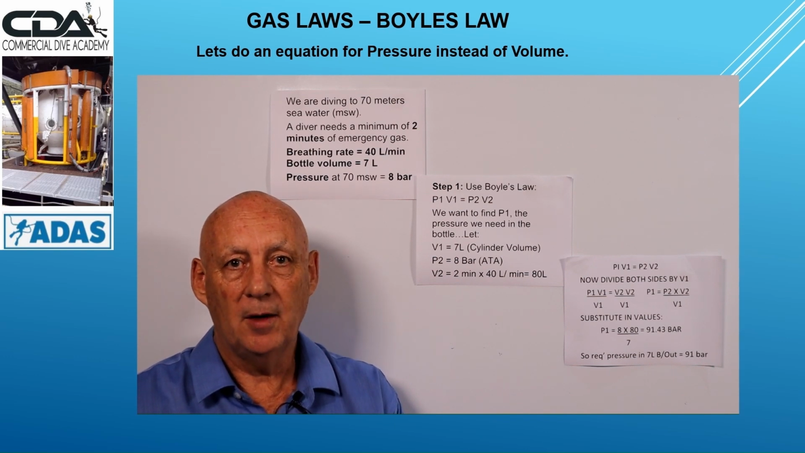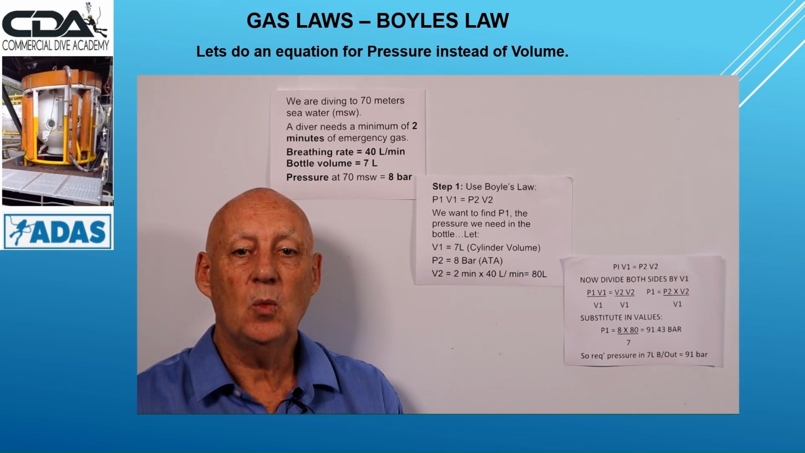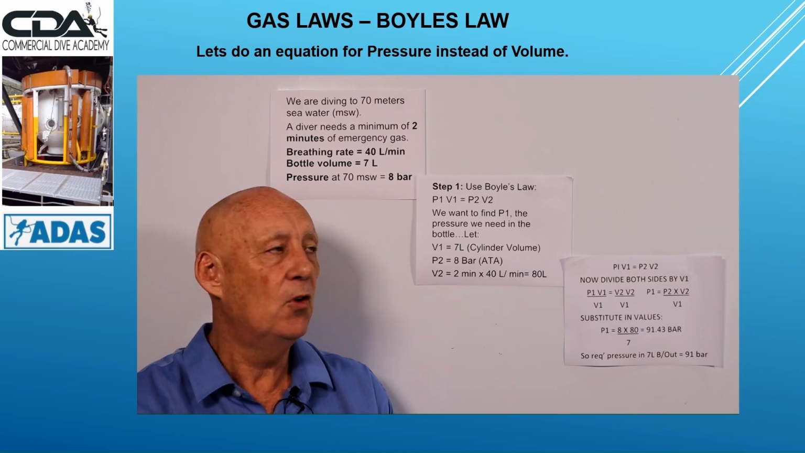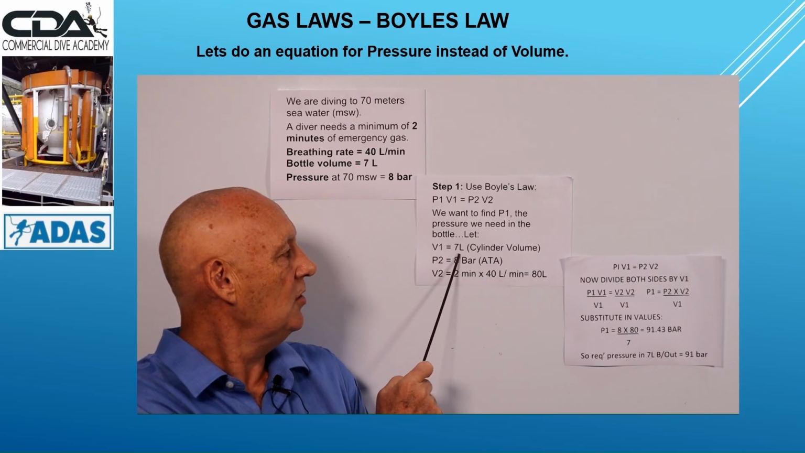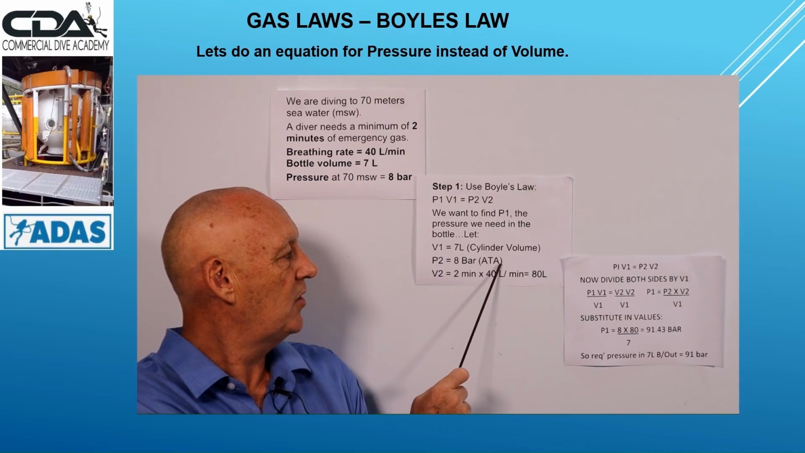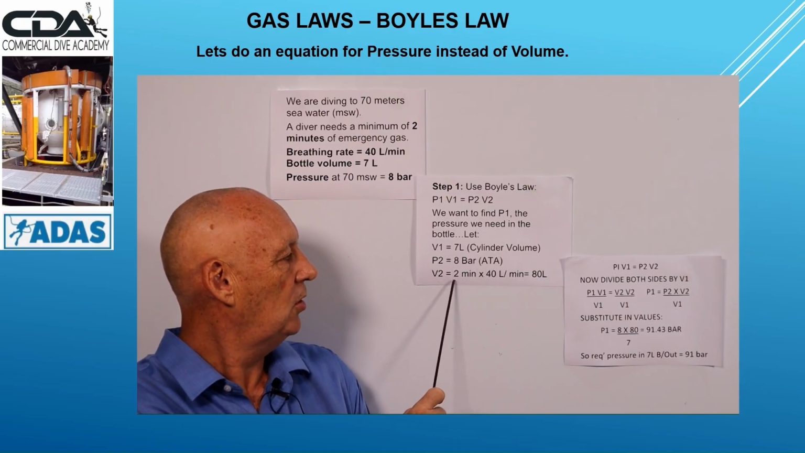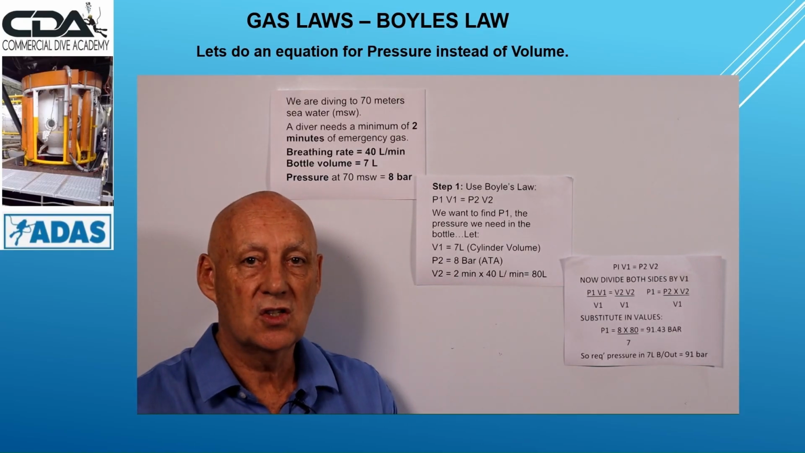Okay, step 1, we'll go to Boyle's Law. So we want to find P1, the pressure we need in the bottle. Therefore, let V1 equal 7 litres, cylinder volume. P2 is 8 bar, 8 atmospheres absolute. V2 is 2 minutes times 40 litres a minute, which is 80 litres.